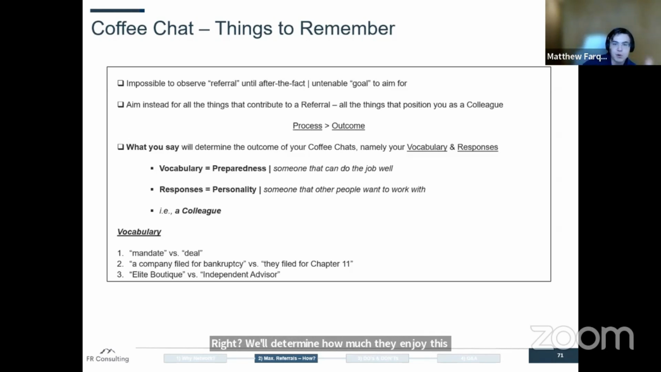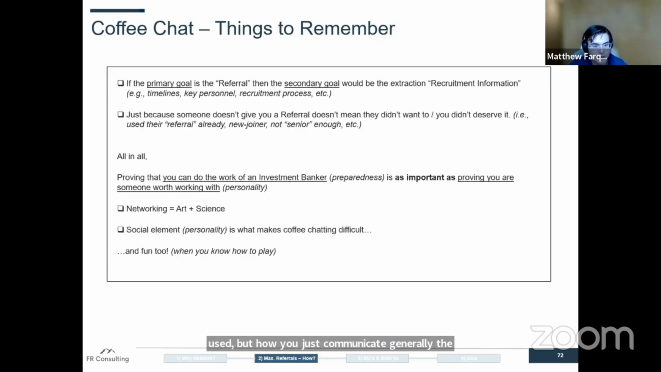Because the responses are something that we'll go into when we listen to the coffee chats, here's an example of vocabulary. Obviously, it goes beyond that and also comes down to not just the jargon that you use, but how you communicate generally, the conciseness of your spoken ability. So understand that it has far-reaching implications. But because the referral goal is unobservable, something else to keep in mind as you go through a coffee chat is that just because you can't get a referral doesn't mean that this chat is useless.